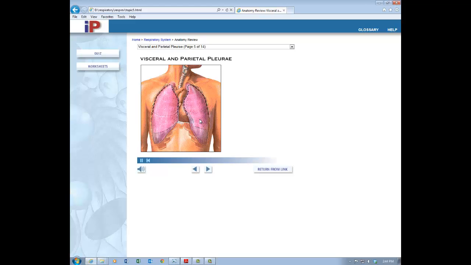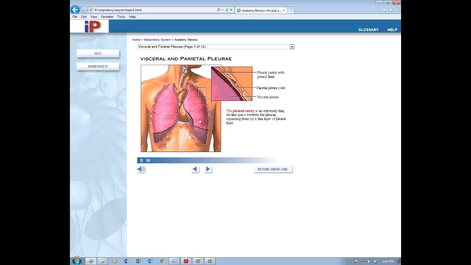Now that the anterior portion of the parietal pleura has been removed, we can see the visceral pleura, which covers the surface of the lungs, and the cut edges of the parietal pleura. The pleural cavity is an extremely thin, slit-like space between the pleurae, separating them by a thin layer of pleural fluid. The pleural fluid assists in breathing movements by acting as a lubricant.